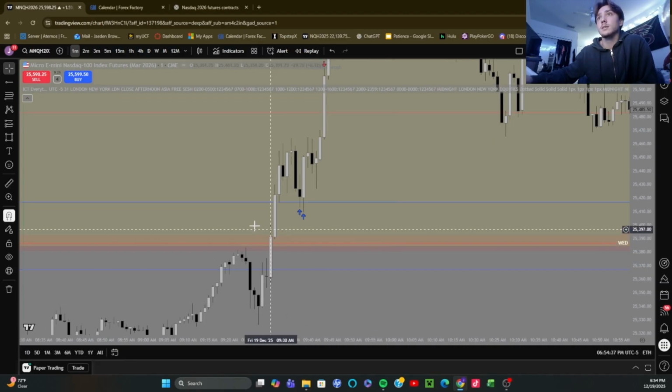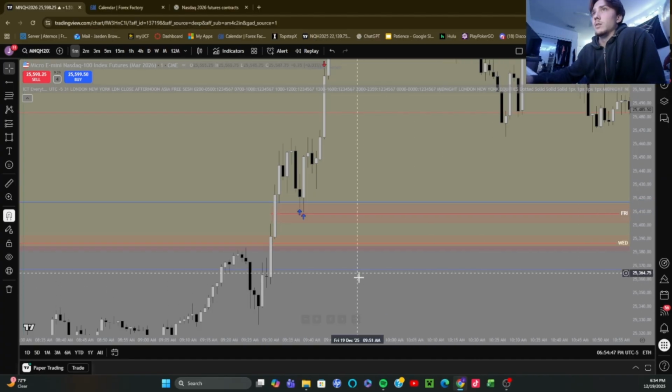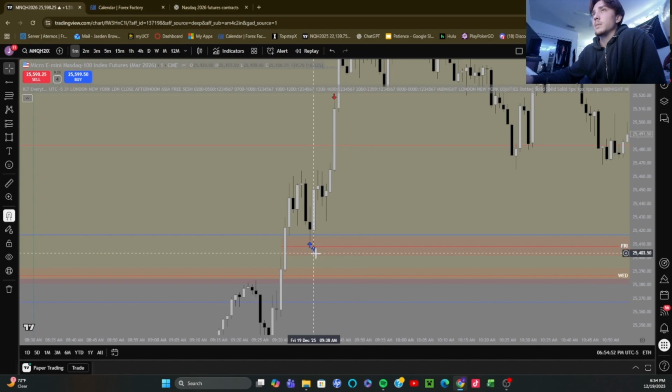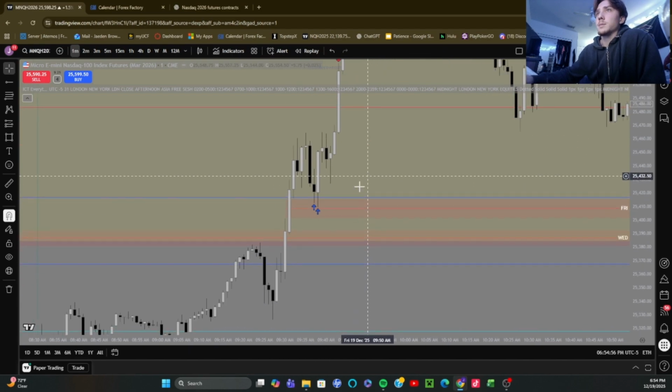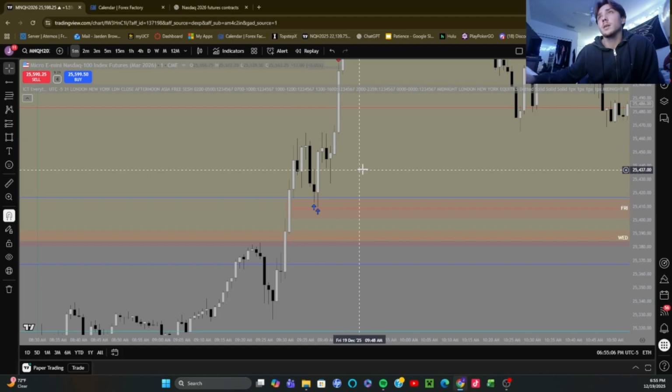So like I said, our fair value gap for today would be this one right here. This would be our Friday's first presented fair value gap. And then we come down, take out these internal lows, tap into this first presented fair value gap. Since there's four, you should be expecting the second one to be respected, but not the third one. The third one should be continued as a breakaway gap.